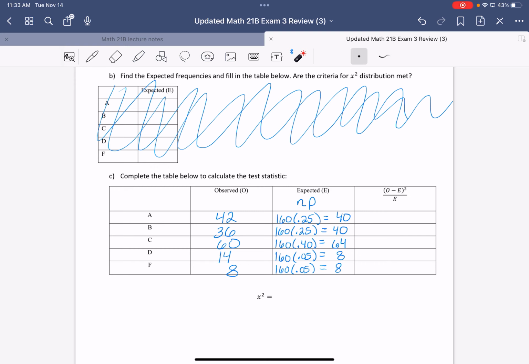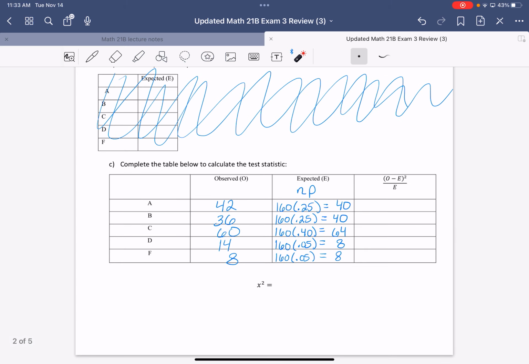Lastly, we need to calculate each contribution. The formula is given here to help remind you how to do so. Recall, you're going to take the observed minus the expected, quantity squared, all over expected. So you have to substitute it in for each. We don't really have a whole lot of space here, so I'm just going to do it down here.